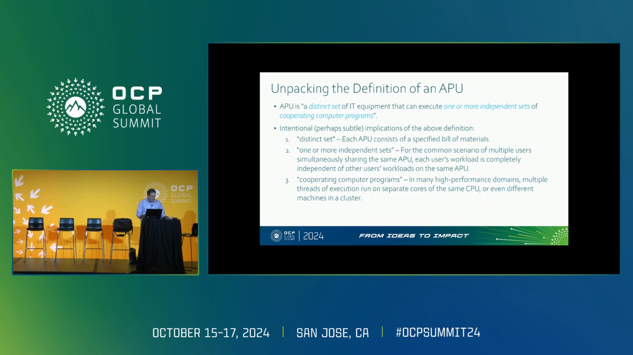This slide is an exposition on the key ideas within the definition of an APU. And they're in italics for specific reasons that help us do the math of aggregating the performance of these APUs up to the data center level.